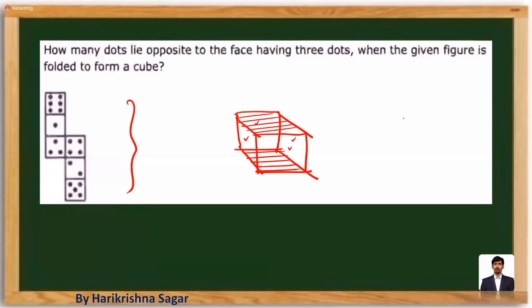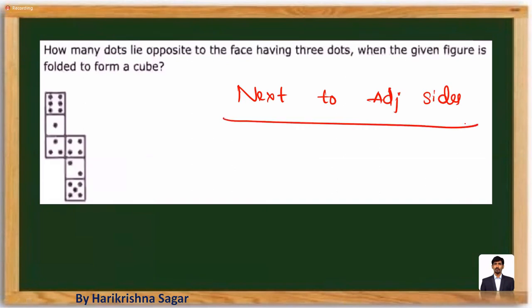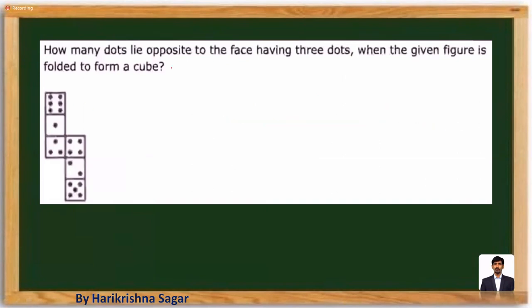So can I define opposite like this? Next to adjacent will be treated as opposite. That means for this particular face, what is opposite means next to adjacent. So remember, I am trying to define opposite here as the next to adjacent side. The adjacent side is very simple, just adjacent to it. So what is opposite to so and so number, if it is a question? You can just try to take that.